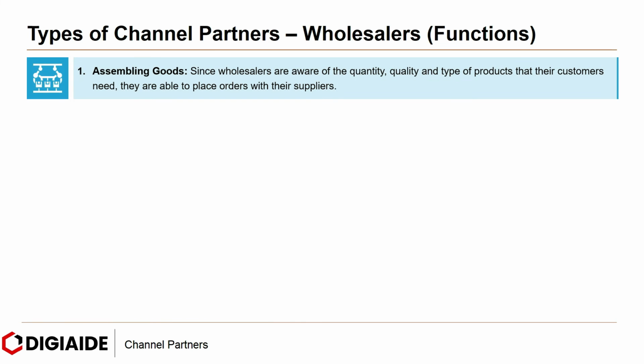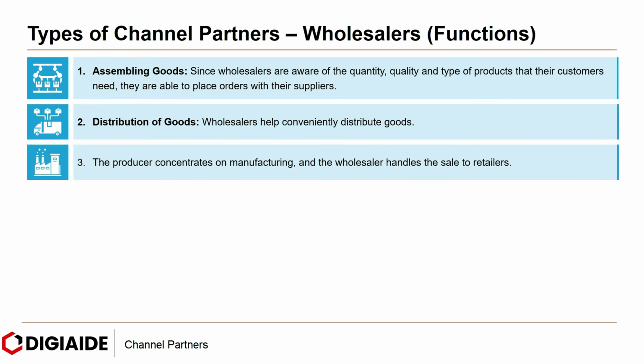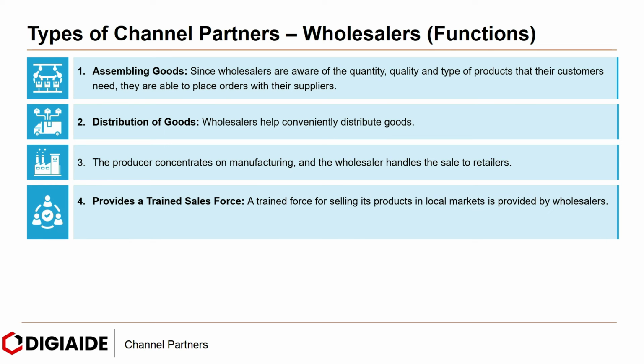Moving on to the functions of wholesalers, starting with the first one, assembling goods. Since wholesalers are aware of the quantity, quality, and type of products that their customers need, they are able to place orders with their suppliers. Next, distribution of goods. Wholesalers help conveniently distribute goods. Third, the producer concentrates on manufacturing and the wholesaler handles the sale to retailers. Fourth, provides a trained sales force. A trained force for selling its products in the local market is provided by wholesalers. The sales force is efficient and they ensure that products reach the retailers and are sold.